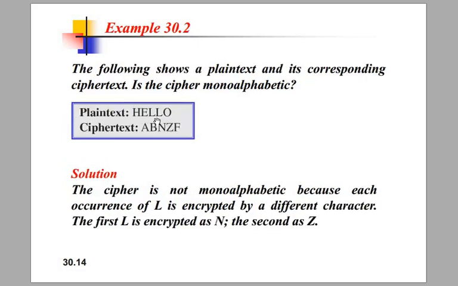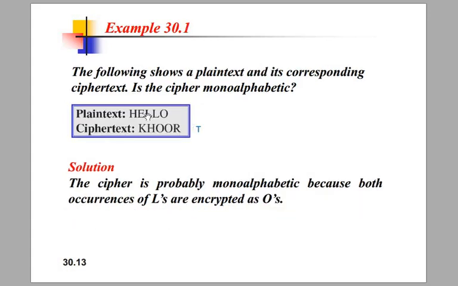But in this case, if you see, it is H, E, L, L, O. For the first L we have N, and for the second L we have Z. So that means we don't have a common jump here, right? So here we can say that it is not monoalphabetic. There must be some other strategy that has been used. There are lots of algorithms to show as an example, but right now you just need to remember that if it is monoalphabetic, then the same letter will always be replaced by the same other letter, right?